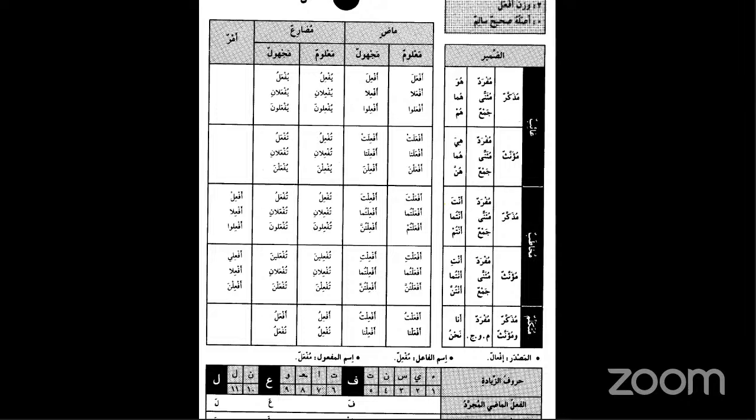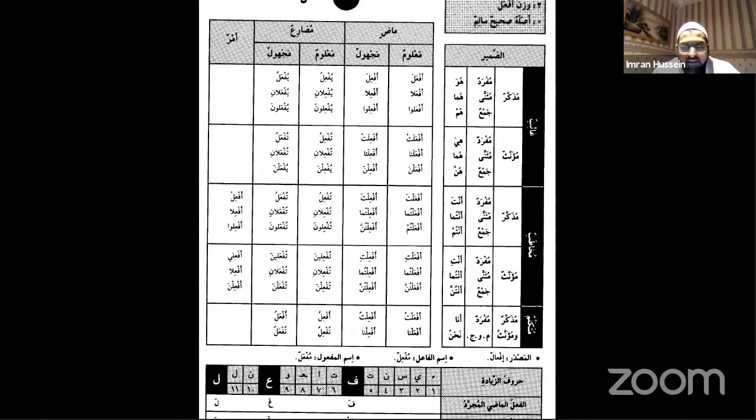So you're saying that even if, let's say, it's aktaba yuktibu, for example? All of them. Akhraja yukhriju akhrij. Adkhala yudkhilu adkhil. Anzala yunzilu anzil. Aflaha yuflihu aflih. Anjaha yunjihu anjih. Aslama yuslimu aslim. Asrafa yusrifu asrif.